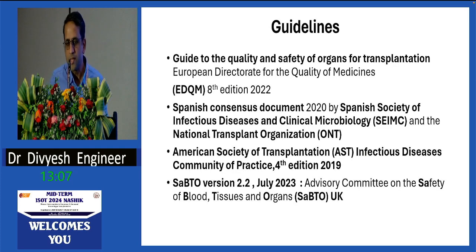Now, there are not many prospective randomized controlled trials in this area. So my talk is based basically on four guidelines that help us in such a difficult scenario. First is the European guideline, the EDQM guideline. Second is a Spanish consensus document by the National Transplant Organization of Spain. Third is by the infectious disease community of practice of AST. And fourth is the safety of blood, tissues and organs guidelines from the UK. These are the four guidelines that help us in decision making in such types of donors.